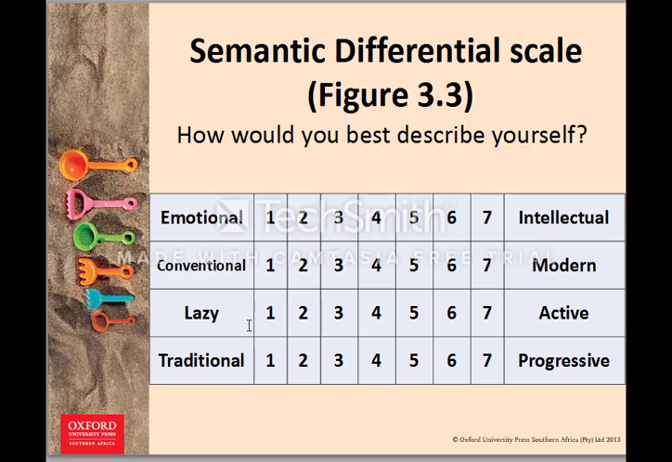Anyway, so what you're forced to do is say, well, I'm more emotional or I'm more intellectual. I'm more conventional or I'm more modern. Okay, so traditional or modern. I'm more lazy. Who's going to admit to being lazy, though? This is a terrible instrument. Or more active. And then traditional or progressive, which sounds a lot like conventional and modern. This is okay-ish, but my gosh, I could see measurement error coming in because of how you interpret these items. Okay, that's the other thing. Each of these is an item, so each level is an item. So the questions in a questionnaire or in a survey are items.